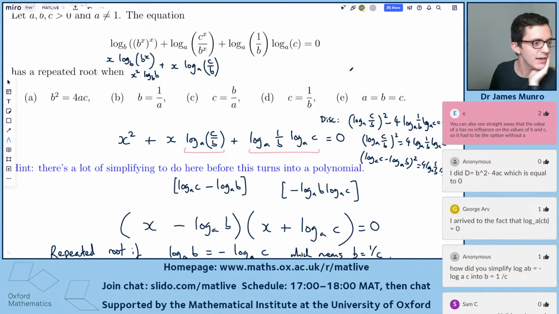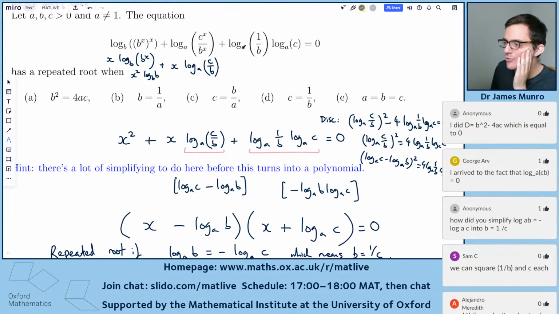We see straight away that the value of A has no influence on B and C, but it's in all these logarithms. Maybe I'm being slow, but I feel like changing A changes the solutions, so it feels like it's not obvious that it should be independent of A. It changes the solutions, so it happens to change both of them so that they stay the same when you change A. I have that in the not obvious category.